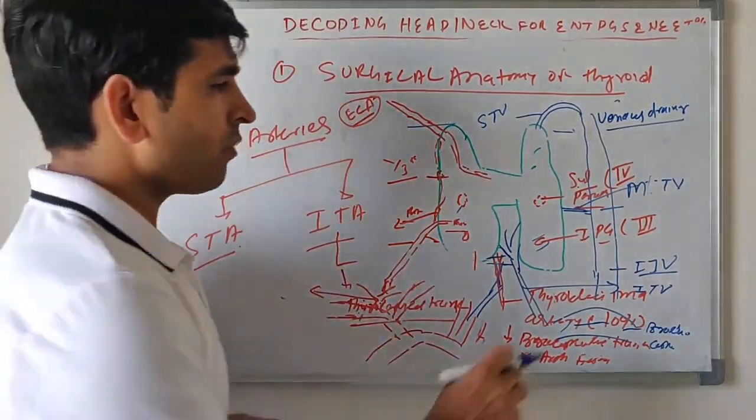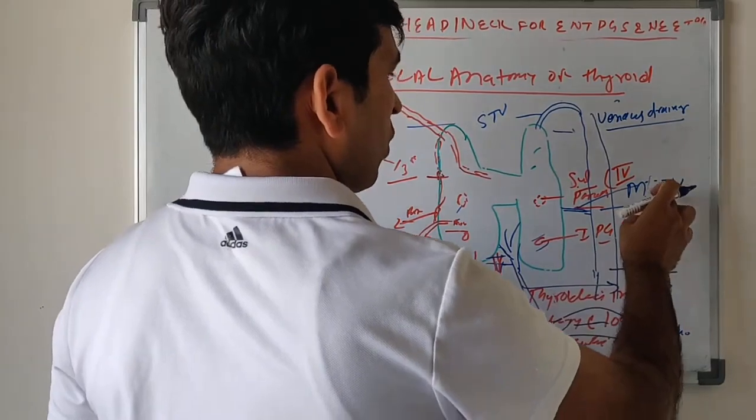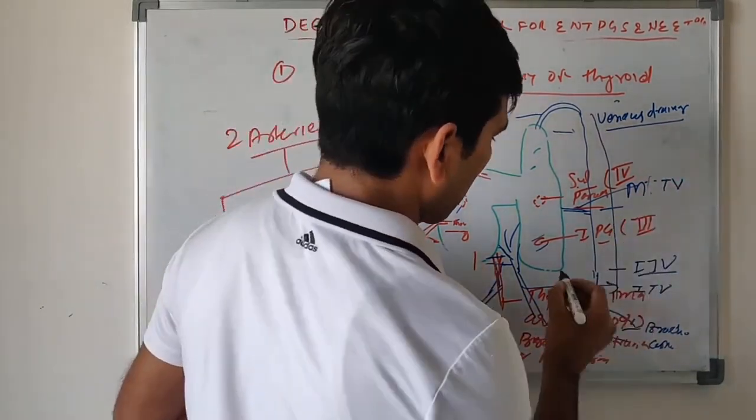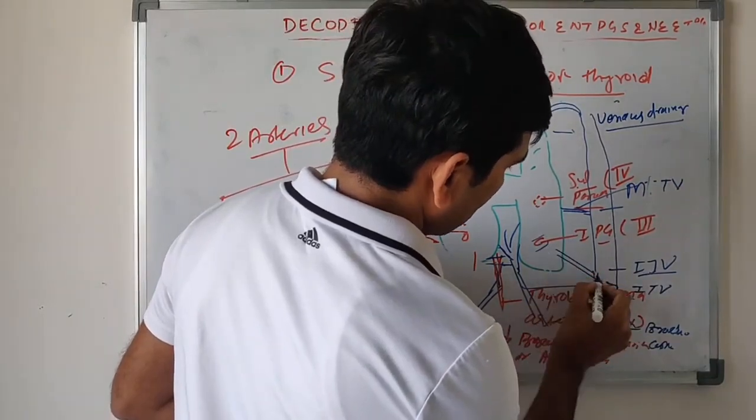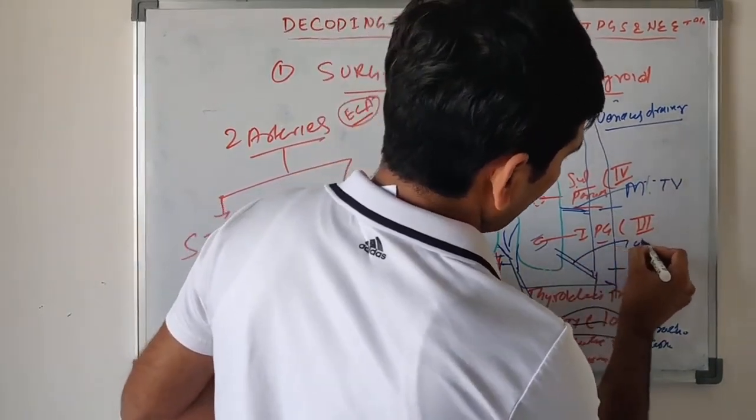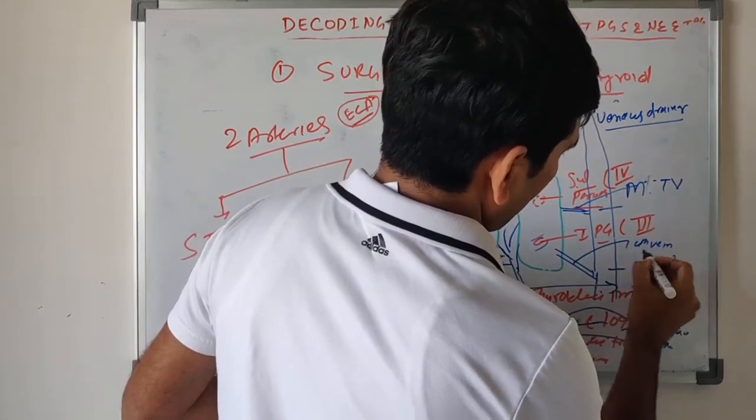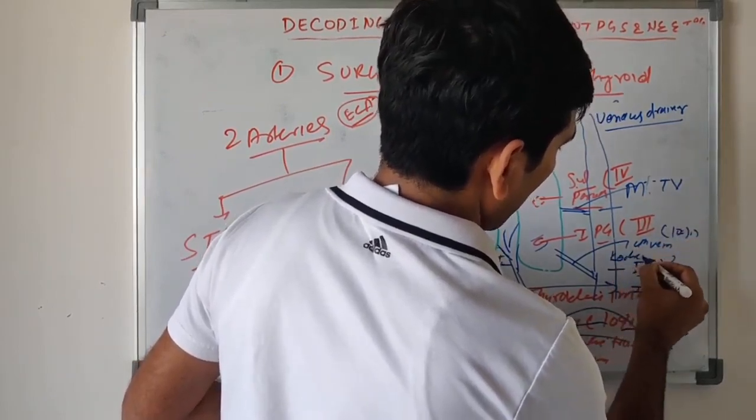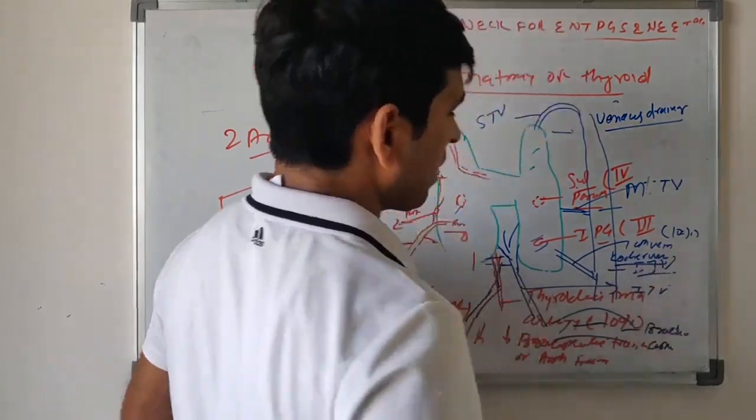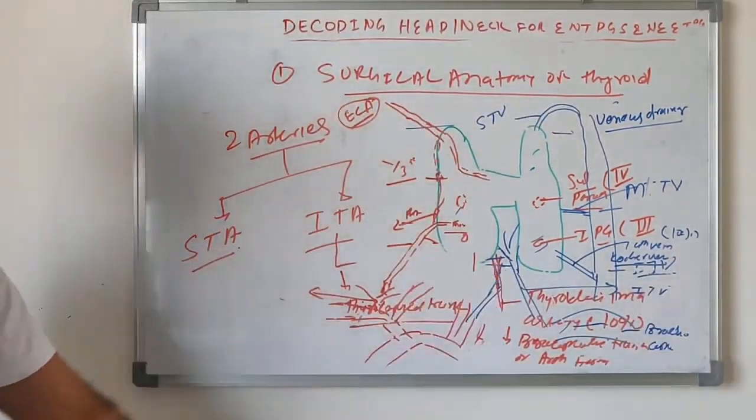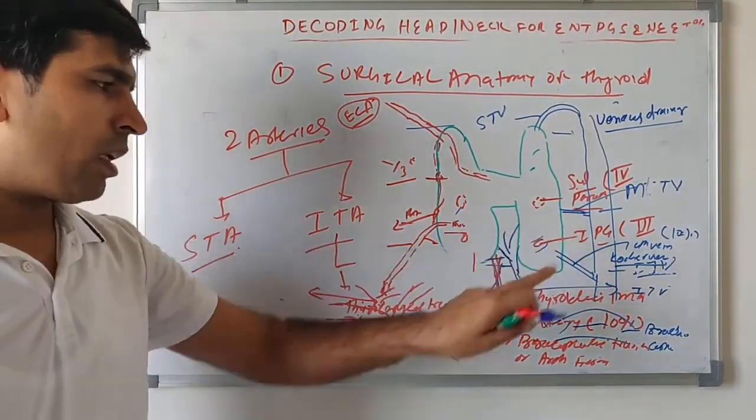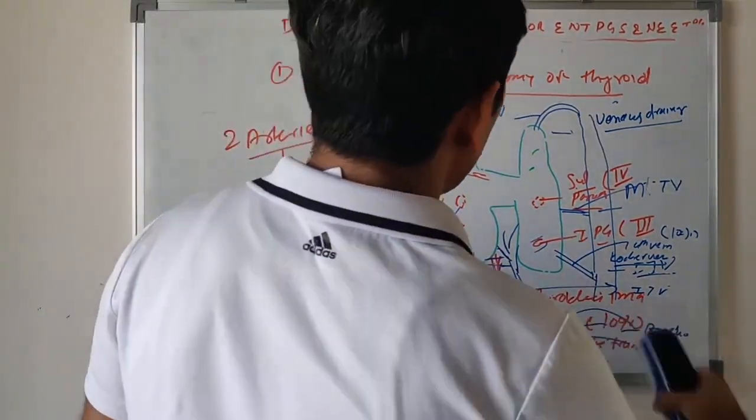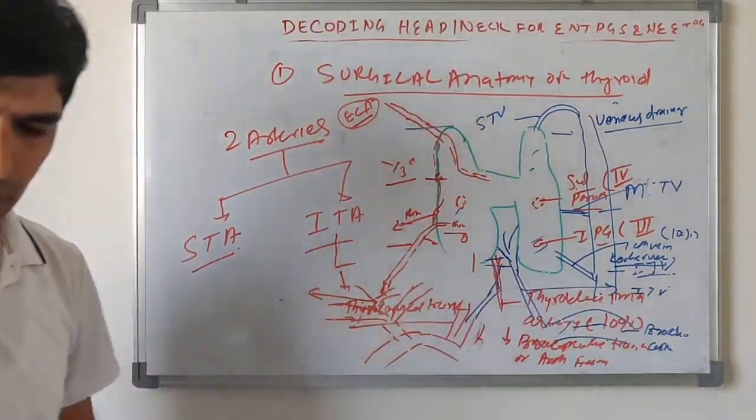Sometimes between the middle thyroid vein and the inferior thyroid vein, one vein may come from the IJV. That is called the fourth vein. It is present in 10% of cases, called Kocher vein. Sometimes Kocher vein is present, coming between the middle thyroid vein and inferior thyroid vein from the internal jugular vein. This is about venous supply.